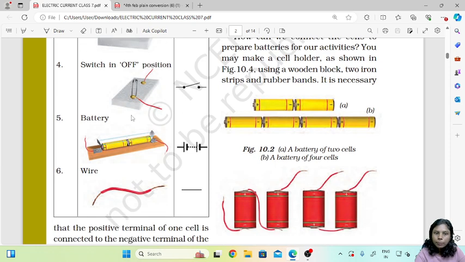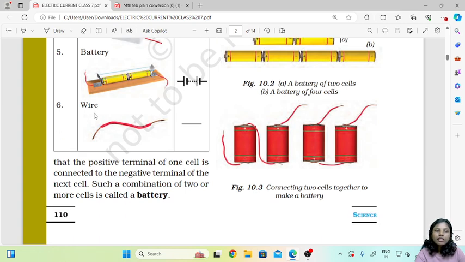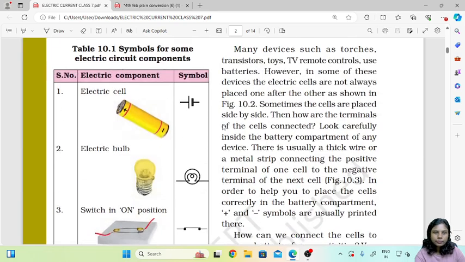Then we have the battery. Now in a battery we can't work with only one cell, right? In that case we can show two cells that are connected. So we show one cell and another cell that are connected with a dotted line. And finally we have the wires, and wires are shown by a straight line.